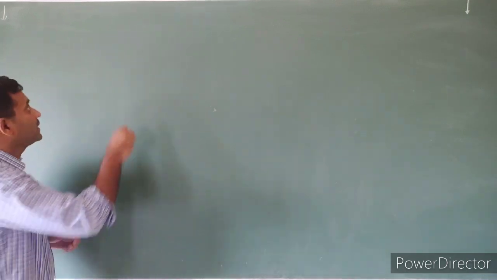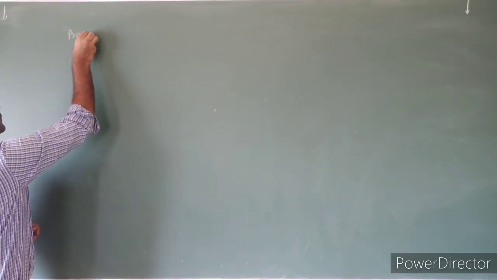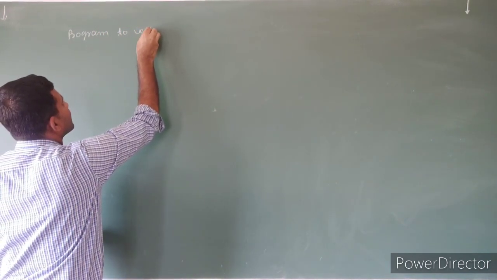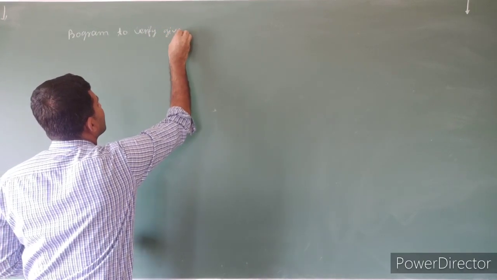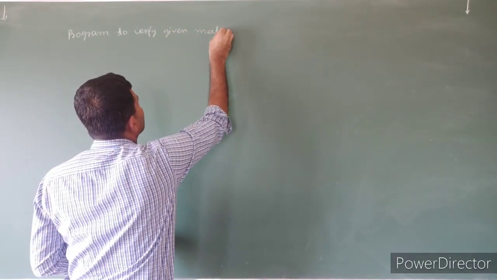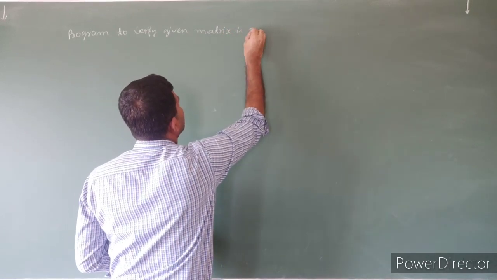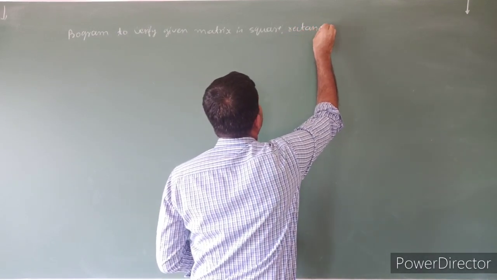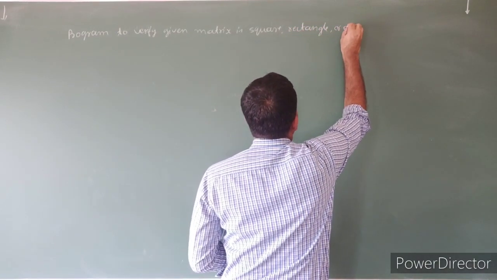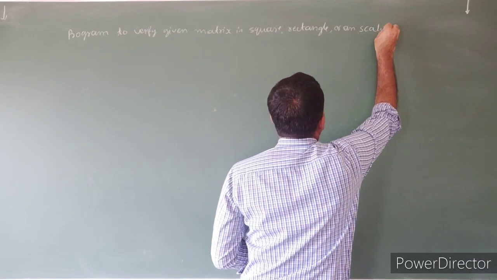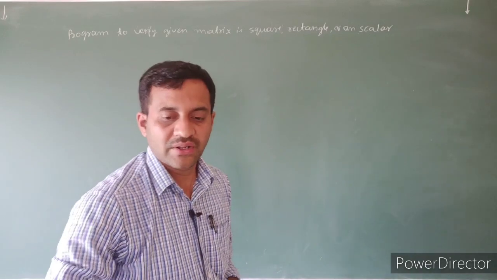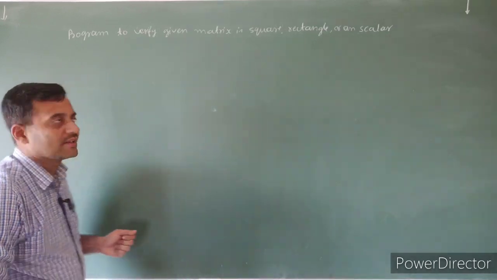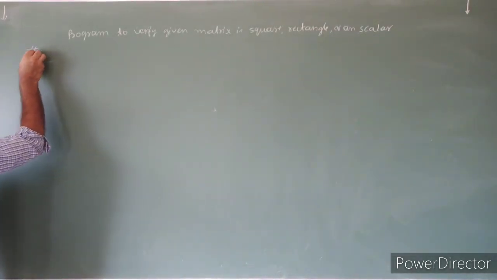First write the problem statement, that is: program to verify the given matrix is square, rectangle or a scalar. That is the problem statement, to verify the given matrix is rectangle, square or a scalar. First write the preprocessor statements.